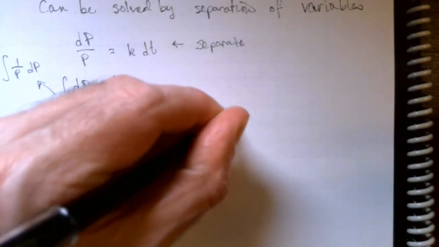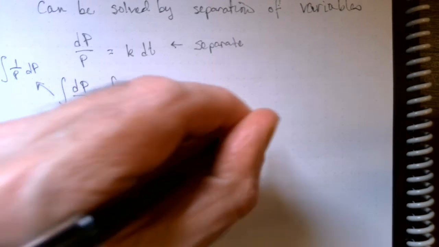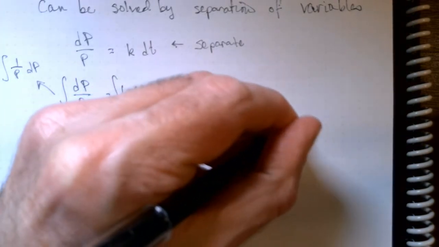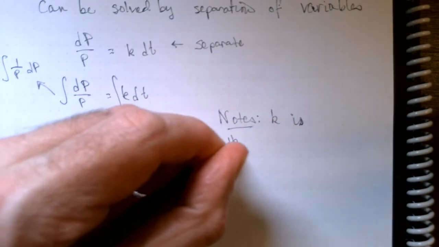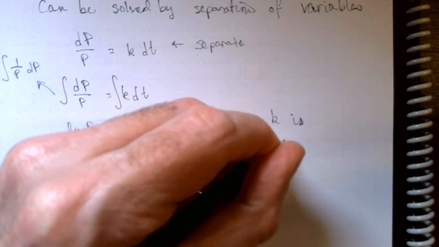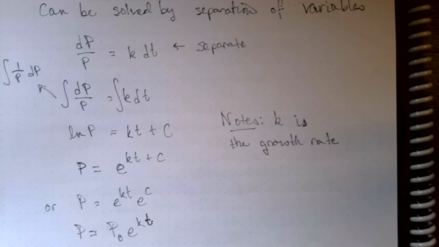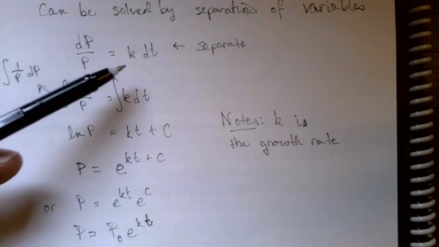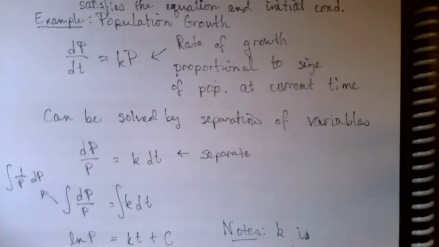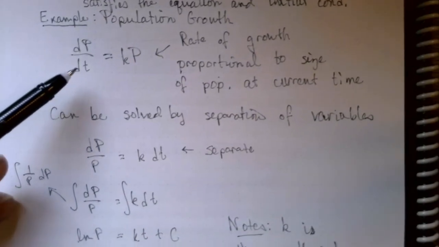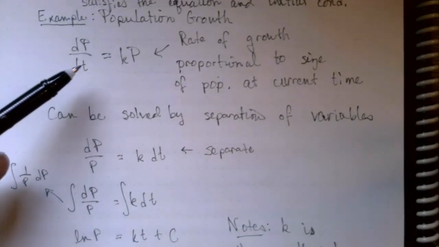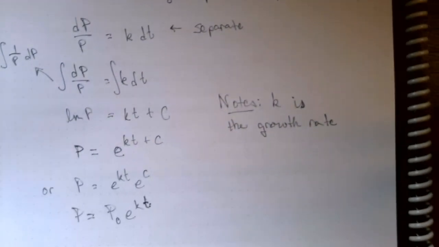Just some general notes over here on the side. K is the growth rate. Okay, so in other words, the constant of proportionality that we had way back up here is the growth rate. Okay, so let's do an actual concrete example of this.